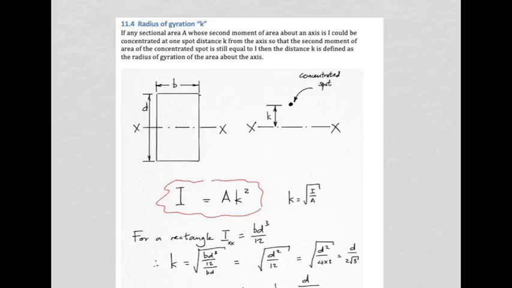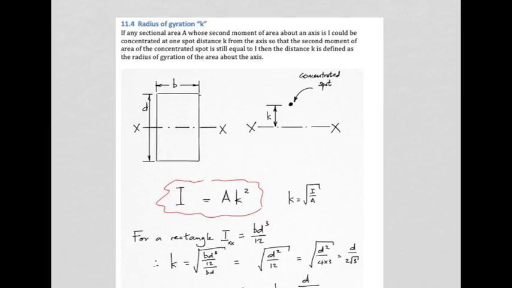Okay, so it says if any sectional area A, that's this guy here, whose second moment of area about an axis is I, could be concentrated at one spot K from the axis. Now, of course, that is impossible, but just bear with us for a moment. If it could be concentrated at one spot, distance K from the axis, so that the second moment of area of this concentrated spot is still equal to I, then the distance K is defined as the radius of gyration about the axis.